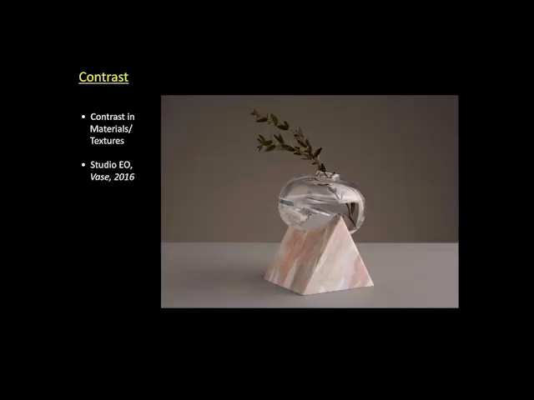Then you have things like contrasted materials. So textures, things like that. So we have a marble stone triangle shape, and then a glass vase, receptacle, and it's glass versus rock. You expect the glass to shatter, not warp and melt around it.